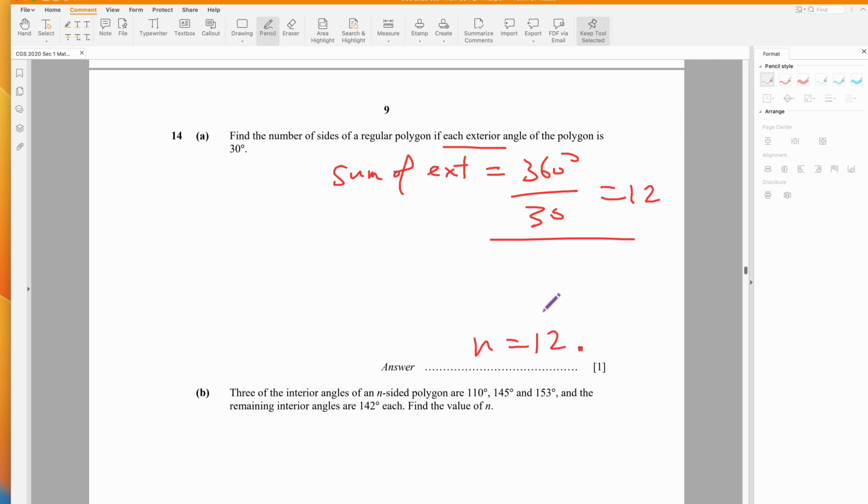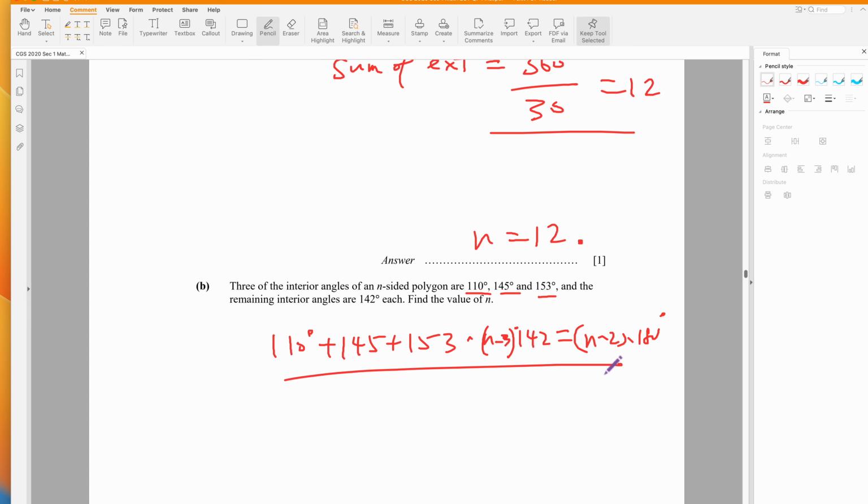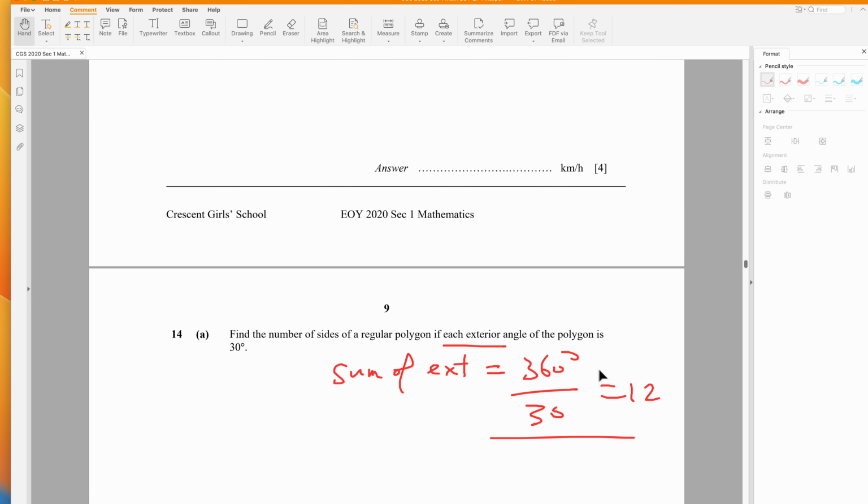You realize? Then 3 of the interior angle is given, then the remaining interior is trying to find the value of the, so it's 110 plus 145 plus 153. The remaining interior is 155. N minus 3 times 142, equals to n minus 2 times 180. Correct. Then after that you just solve this equation. Yep. Good.